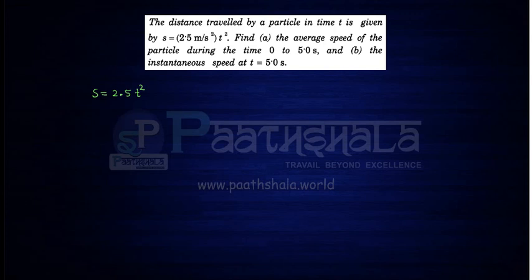The average speed is defined as the total distance traveled divided by the total time taken. So average speed equals total distance divided by total time.